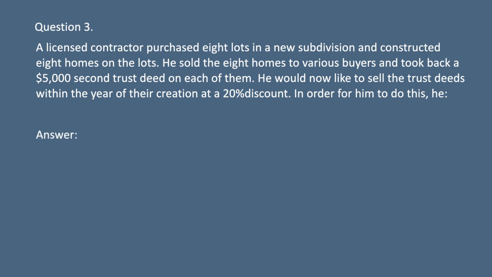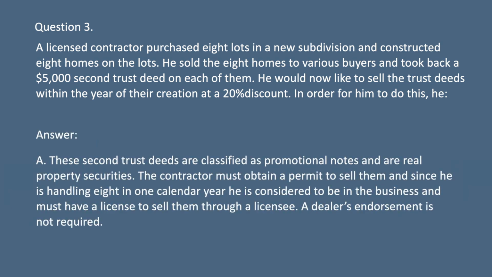Answer. A. These second trust deeds are classified as promotional notes and are real property securities. The contractor must obtain a permit to sell them, and since he is handling 8 in 1 calendar year, he is considered to be in the business and must have a license to sell them through a licensee. A dealer's endorsement is not required.